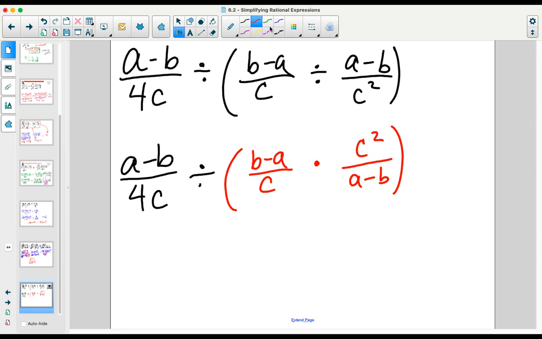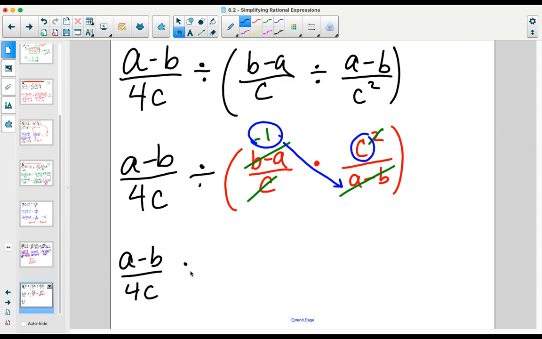We have opposites of each other in the b minus a and a minus b. So we'll simplify those two and leave behind a negative 1. We lose this c from the denominator of the first fraction with one of the c's from the second fraction. And all we're left with here is this negative 1 that came from canceling the opposites and one of these c's. Meaning our next line, leaving all of the parts outside of the parentheses the same, all we have left from this inner part is negative c.